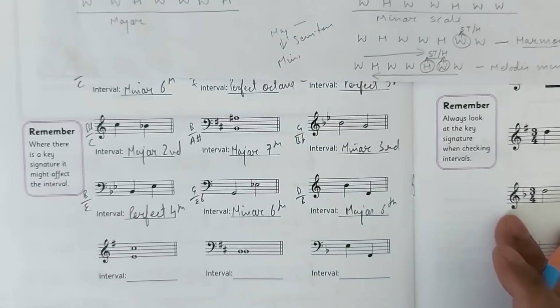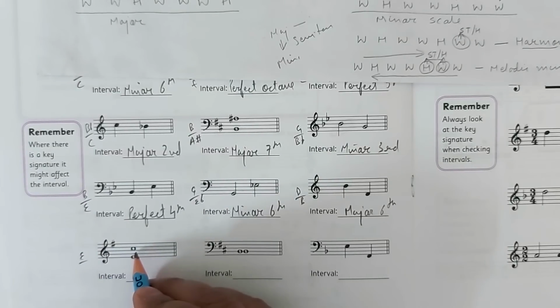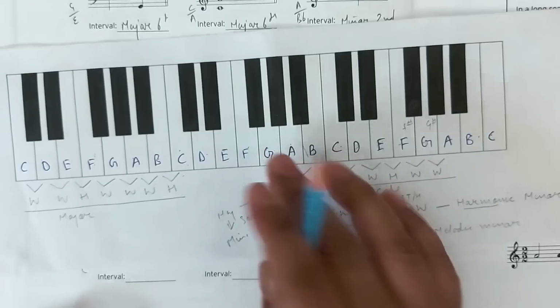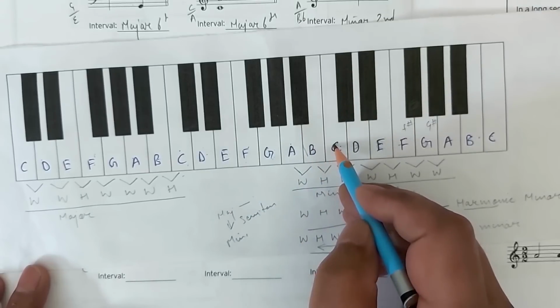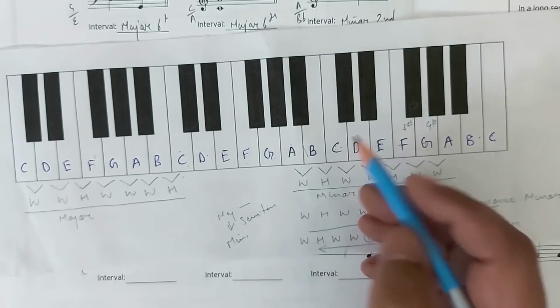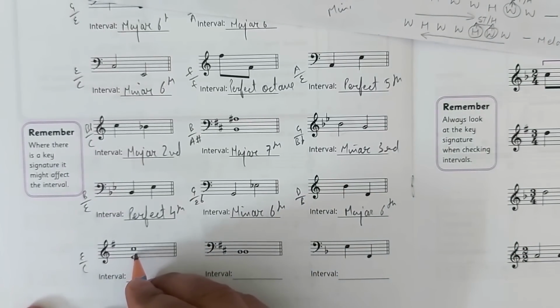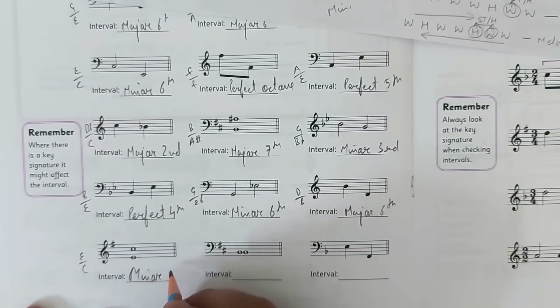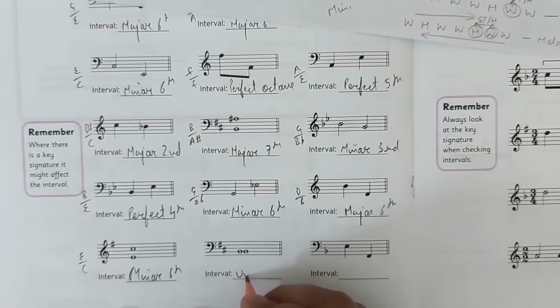Next one, we have E and E to C. So E to C, we go 1, 2, 3, 4, 5, 6, 7, 8. So that means this is our minor sixth. 1, 2, 3, 4, 5, 6. Yes, 6. So minor sixth. Okay. Next, this is unison.